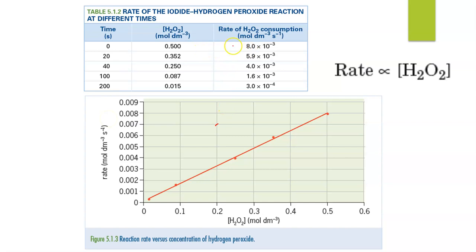concentration versus rate. When we do this, we can see that the rate is proportional to the change in concentration of H2O2. We get a linear relationship, so we mean the rate is increasing as the concentration of H2O2 increases. This is a linear relationship, so they are proportional to one another.